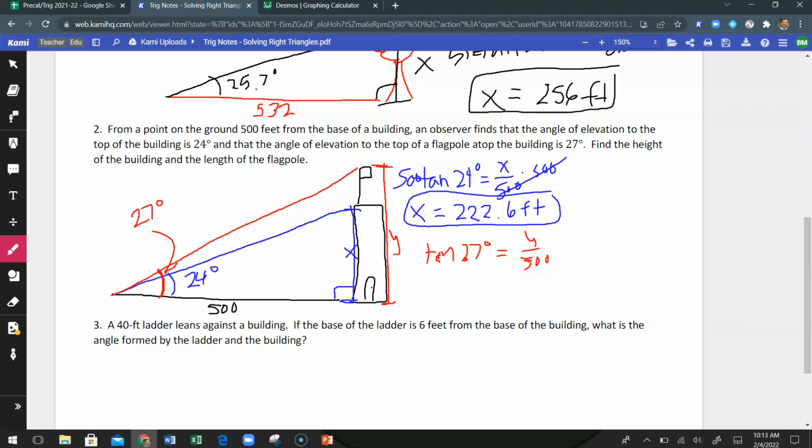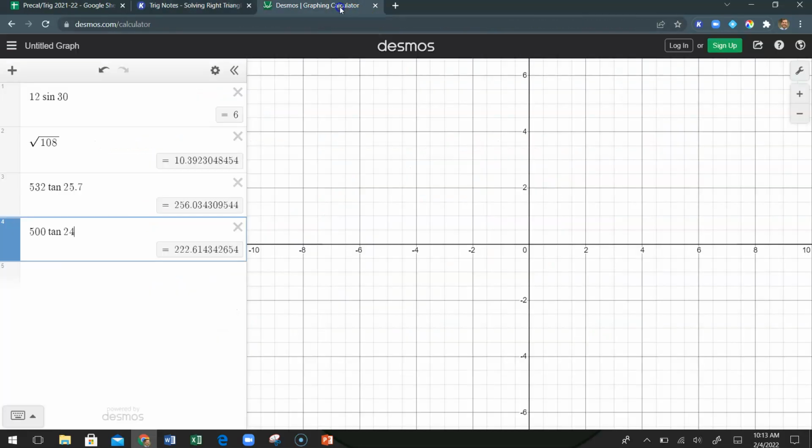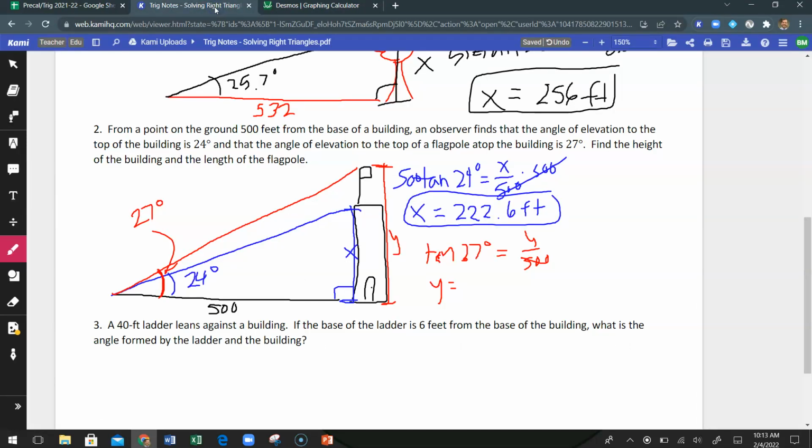Again, multiply by 500. So I'm going to get that y is equal to 500 times the tangent of 27. I'm just going to change this angle from 24 to 27. That's going to give me 254.8. Now that is not the height of the flagpole. That's the height of the building plus the flagpole. So if I want the height of the flagpole, I just need to take this 254.8 and subtract the height of the building, which we already found to be 222.6, and that's going to give me 32.2 feet as the height of the flagpole.